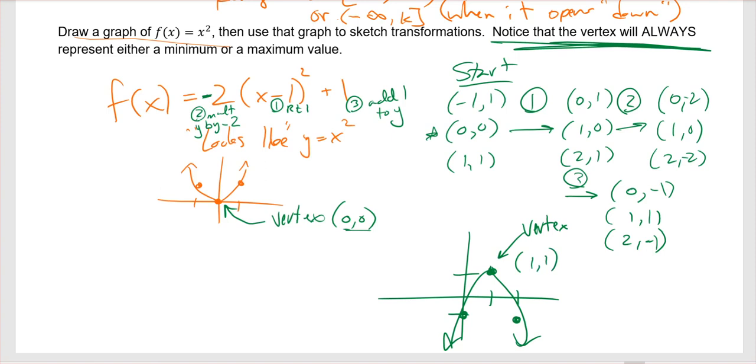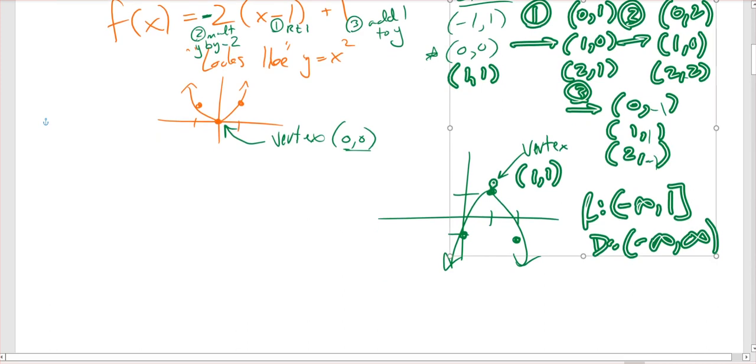And we can say what the range is, right? The range in this case is going to be all the numbers that are less than or equal to 1. And our domain is always all the real numbers for these because it's a polynomial, right? Polynomial functions, we can put any number we want in there. Okay, so we've noticed what we should notice. All right.